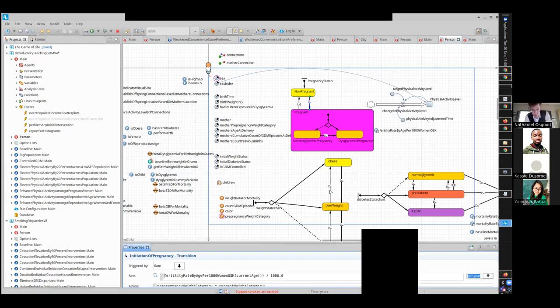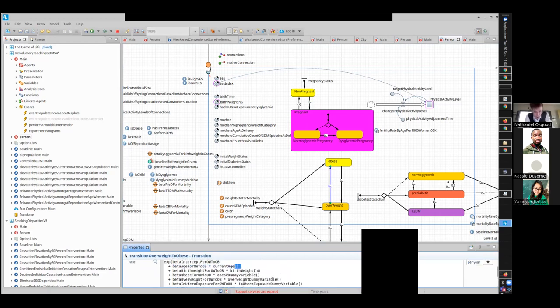Going from overweight to obese is dictated by this hazard rate, which is based on a person's characteristics, their current age, their birth weight, but also their current, I believe it's their physical activity level right here, their physical activity level right now, et cetera. So that's going to be an endogenously driven phenomenon.